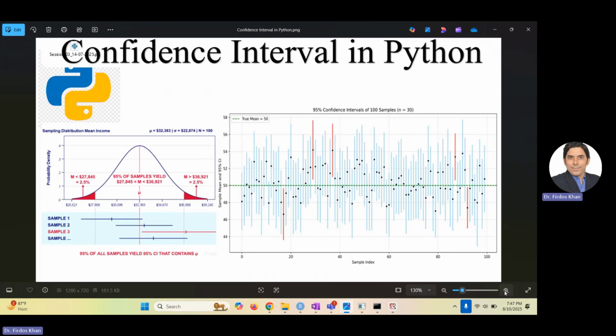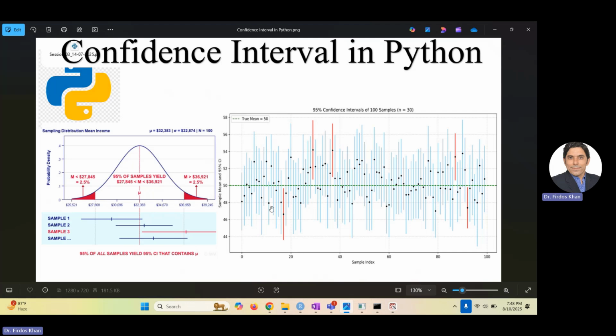Hello guys, in this video I would like to explain about confidence interval in Python, how we can plot, how we can calculate confidence interval for the population parameter mu, and then how we can display the results of the constructed confidence interval for that particular parameter.